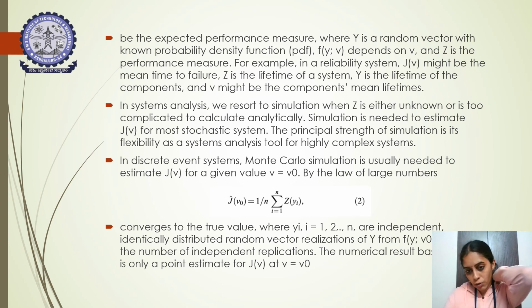We have a Monte Carlo equation that we usually follow, as shown over here. And i will be equal to 1, 2, 3 until n, and these are independent and identically distributed random vector realizations for the parameter y, because y is associated with the random vector, and f will provide you the function of y with respect to the variables. So this will help you in identifying the number of independent replications associated with the stochastic system.